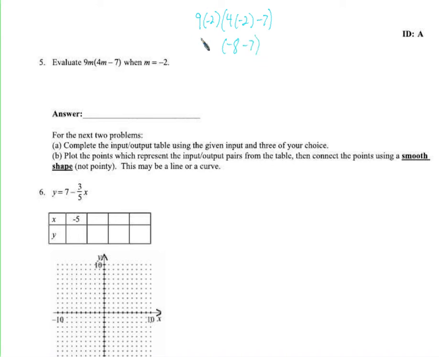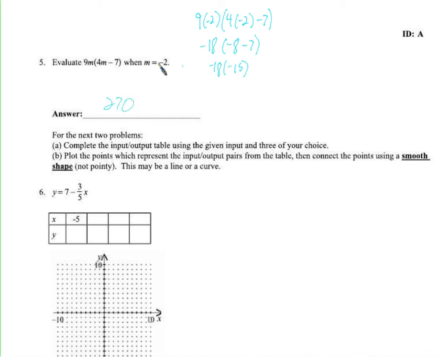You know, we could also do 9 times negative 2 first as well. We'd get the same thing. Well, negative 18 times negative 15. Let me just look at my answer key here. I don't know off the top of my head what that is. This is fun to listen to, isn't it? It's 270.